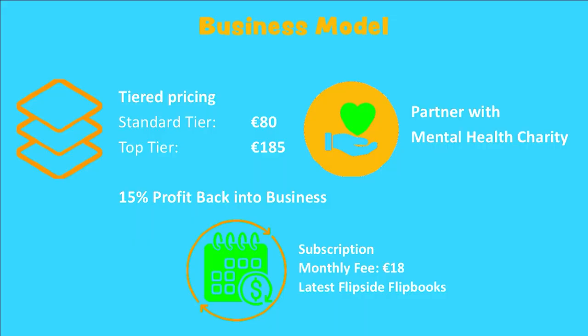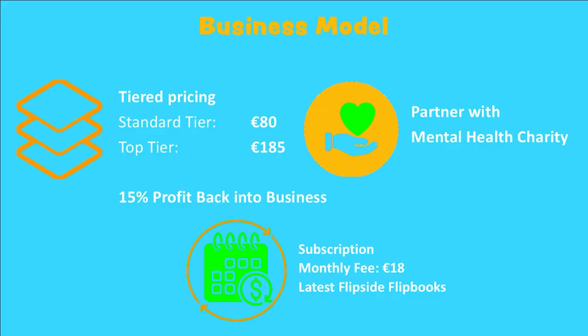FlipSide offers a tiered pricing model. The top tier features RFID technology and flipbooks for €185 for a more immersive experience, while the standard tier uses QR codes for a more affordable option. Both include a 15% profit to be reinvested into the business.